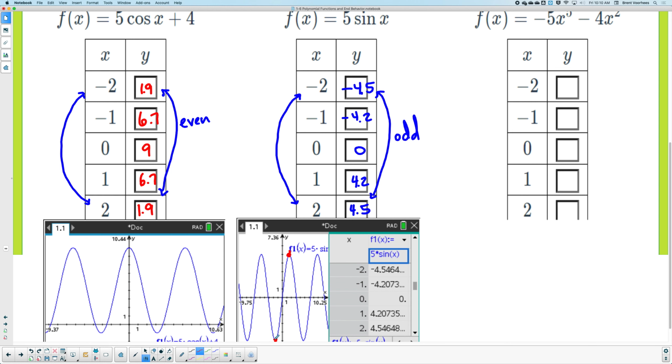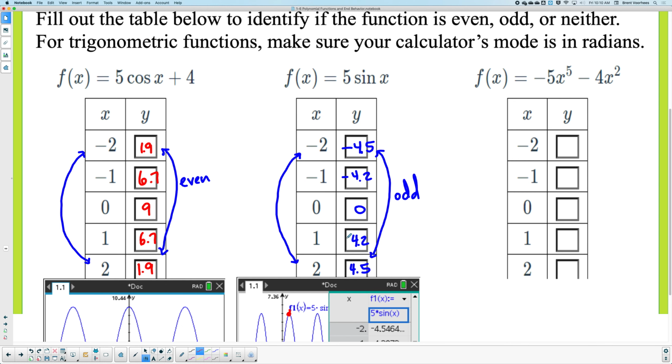All right, let's do the last one. Before you type it in, will this be even or odd or neither? What do you think? Tell me about this power. What's this power? 5. So it has an odd degree. Tell me about this power. Even. So this is neither even nor odd. Your table should not match up. Why is it neither even nor odd? Because you have both in the polynomial.